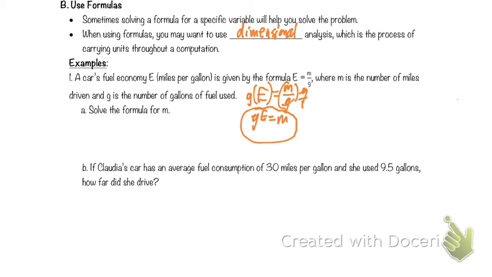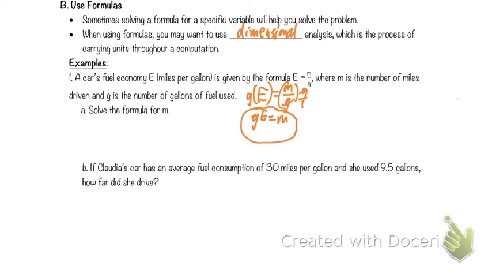Okay, well, here's why it's going to be useful. Letter B, if Claudia's car has an average fuel consumption of 30 miles per gallon and she used 9.5 gallons, how far did she drive? Wouldn't it be easier to just take 30 times 9 and then add 15? What? Right? I get what you're saying, yeah.